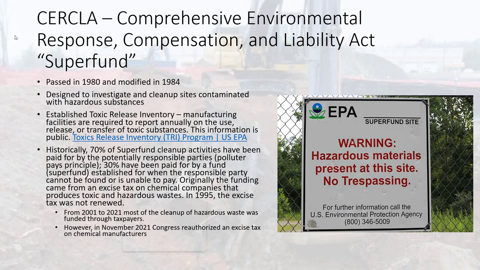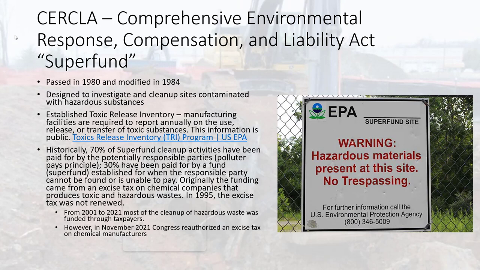Now, historically, 70% of Superfund cleanup activities have been paid for by the potentially responsible parties, right? So if there is a site that has been polluted, the EPA, which manages or regulates Superfund, right, will designate or track down the responsible party, and it is then the responsibility of that party to do the cleanup, right? Or at least pay for the cleanup of the site. But sometimes the party cannot be found or is unable to pay, about 30% of the time historically. And with that, a fund, hence Superfund, is used to pay for the cleanup.